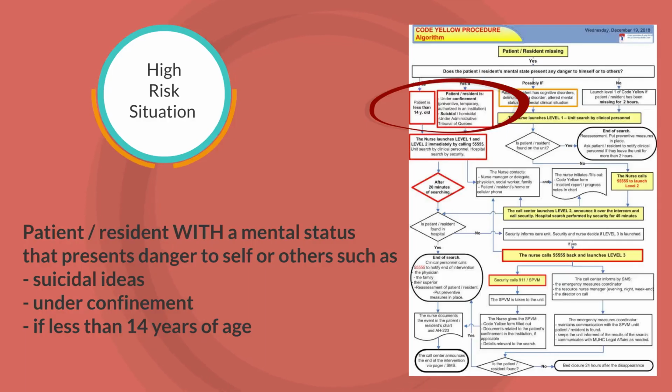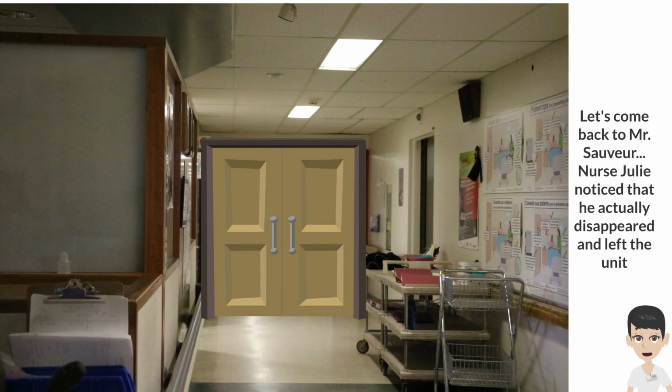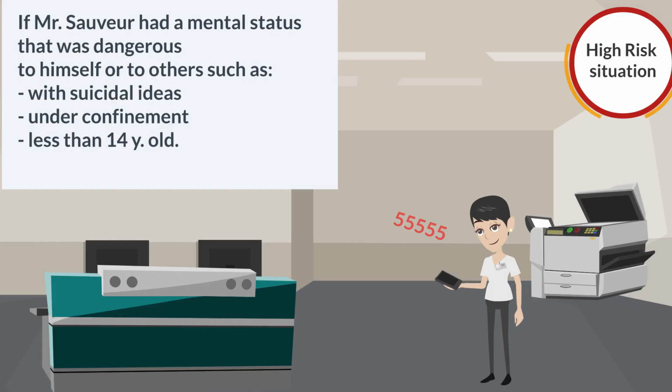Here is a scenario of a patient who presents with high risk. Oh no! I believe that Mr. Sauver has escaped from the unit. Julie will now verify Mr. Sauver's chart and verify the mental state that he presented in. She'll also verify whether he's suicidal, on confinement, or less than 14 years old.